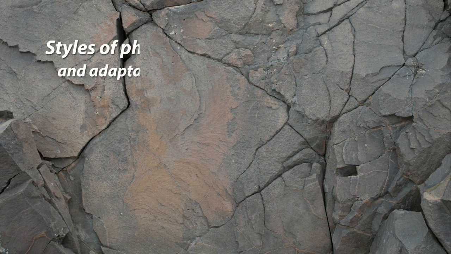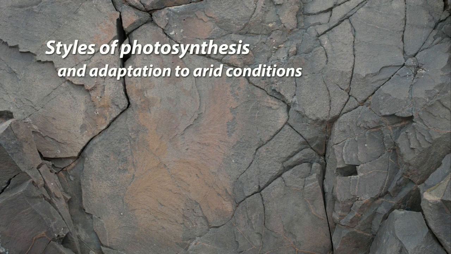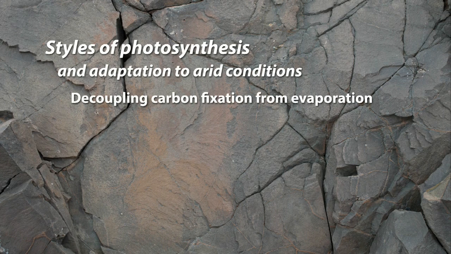Water loss from leaves is an inevitable consequence of photosynthesis. To obtain carbon dioxide, stomata must be open to the atmosphere. Having open stomata also opens the leaf to evaporative water loss. Adaptations to dry conditions involve decoupling water vapor loss from CO2 uptake. Plants do this through employing different types of photosynthesis.